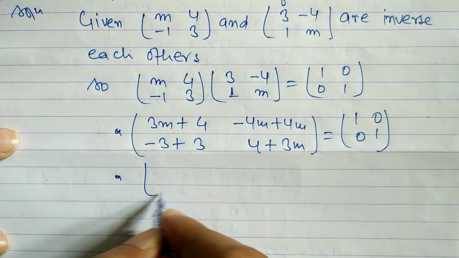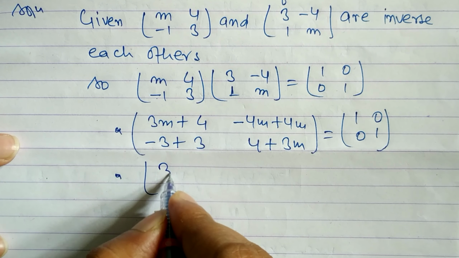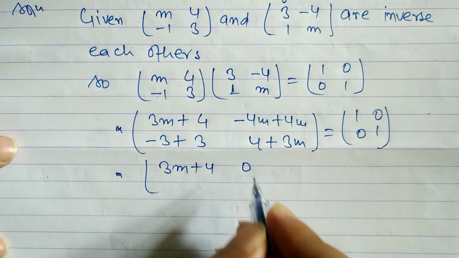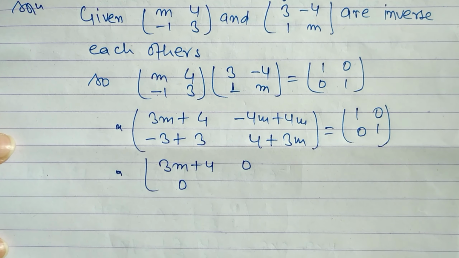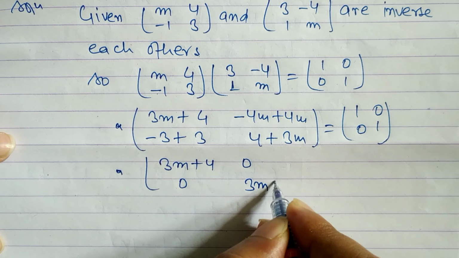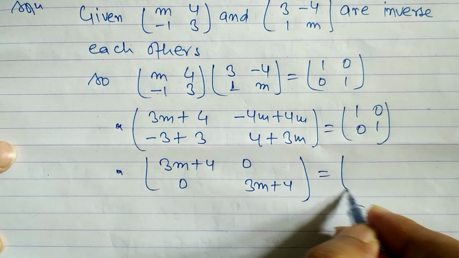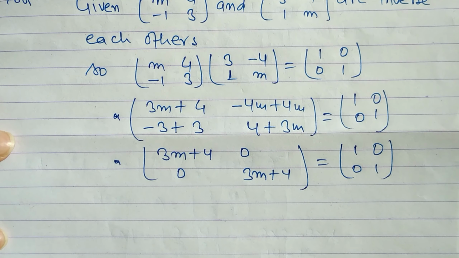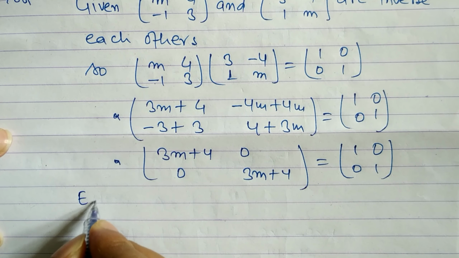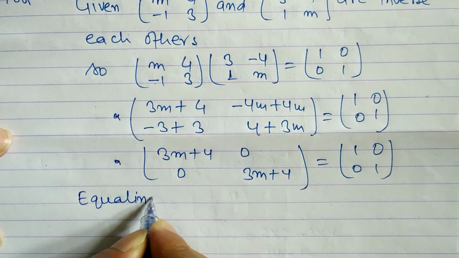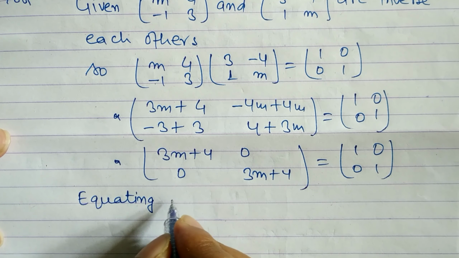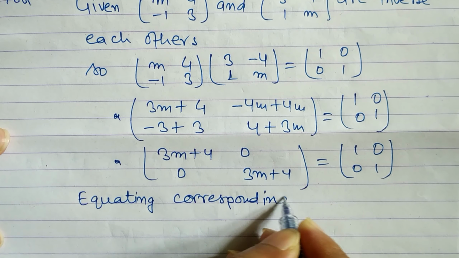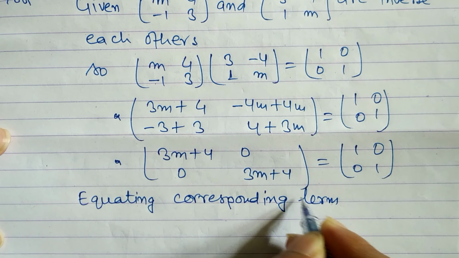After this we cannot add, they are unlike terms, so we can write 3m plus 4, and here both cancel, one positive one negative, so 0. Here also 0 we get, and here 3m plus 4, equal to [1, 0; 0, 1]. Hope you understand up to here. After that we have to equate both sides, equating corresponding terms.